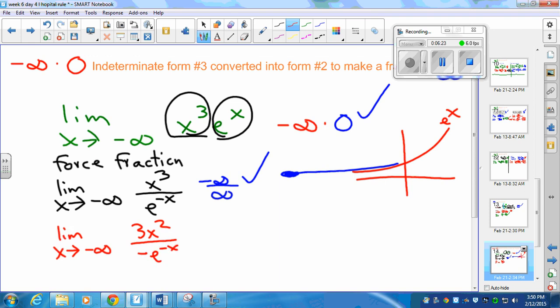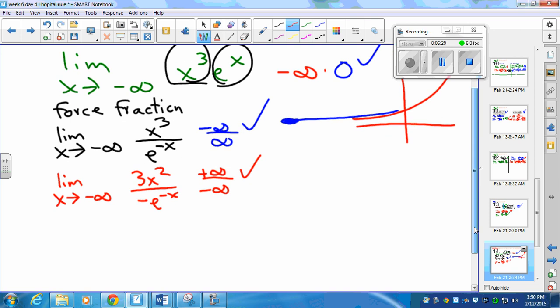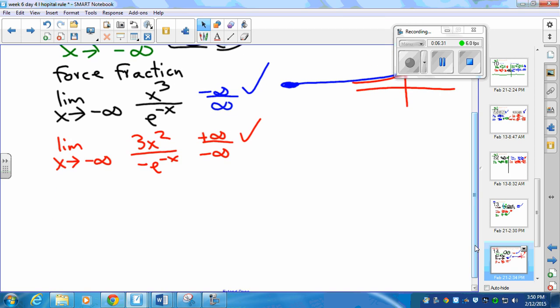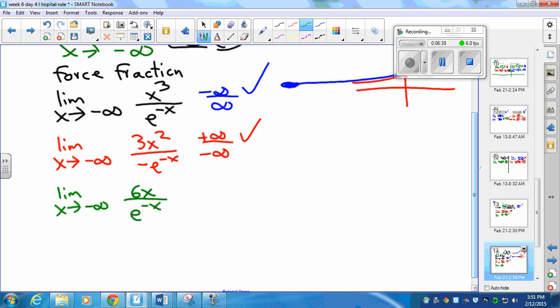Plug in again. This time I get a positive infinity over a negative infinity, which is still indeterminate. So I can go again. Limit as x goes to negative infinity of 6x over negative e to the negative x. That's a negative infinity over infinity. That's still not good. I think you're seeing the pattern though. One guy never changes, but the top guy does change. So now I get a 6 over negative e to the negative x.